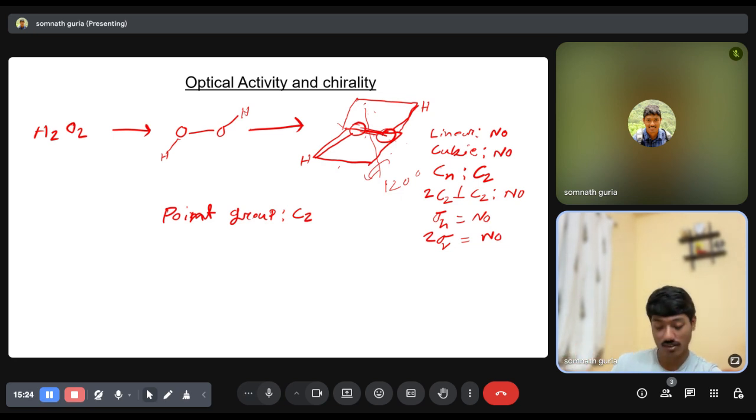Okay, fine. Now coming to the picture, why chirality is so important in our system.